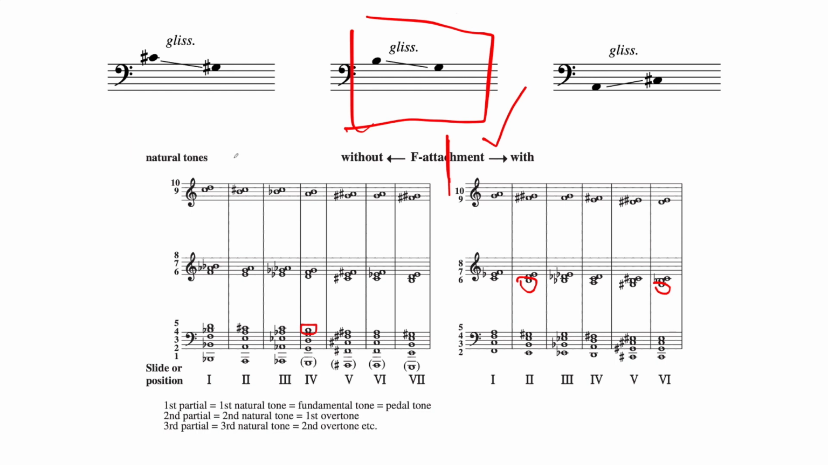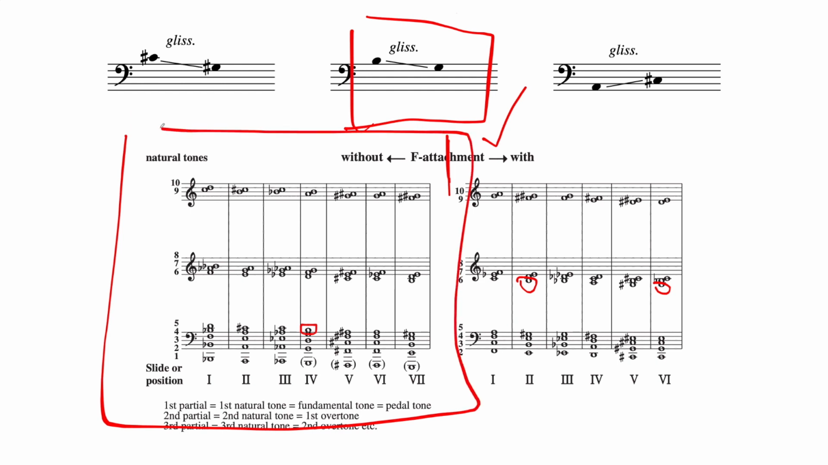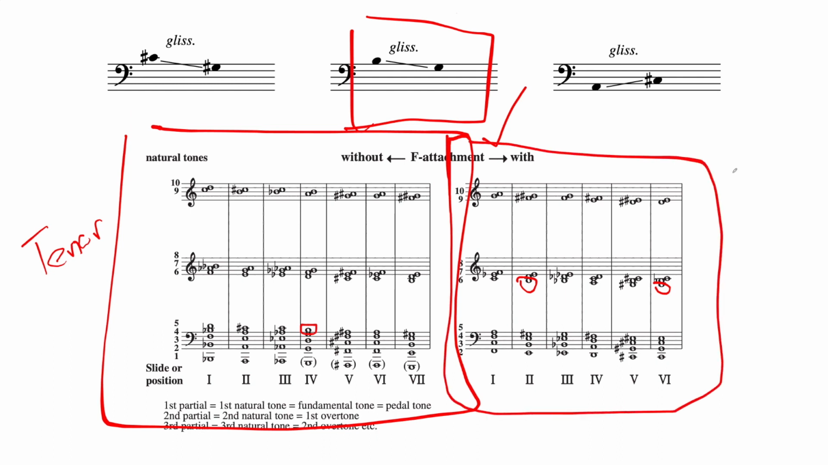some trombone players who only have this part without F switch. The reason is that the trombone sounds better without F switch. And the instruments which have only this part are called tenor trombones. And the instruments which have both parts are called bass trombones.